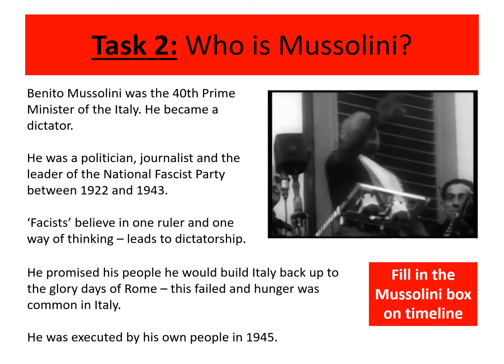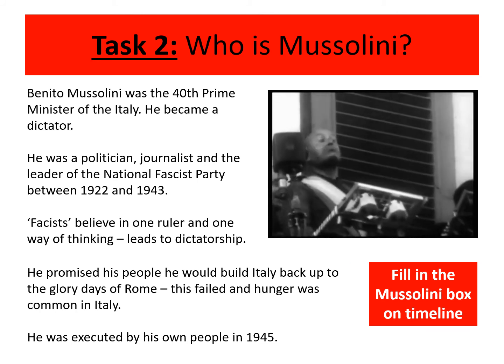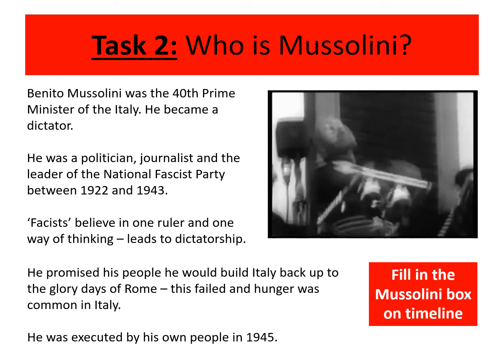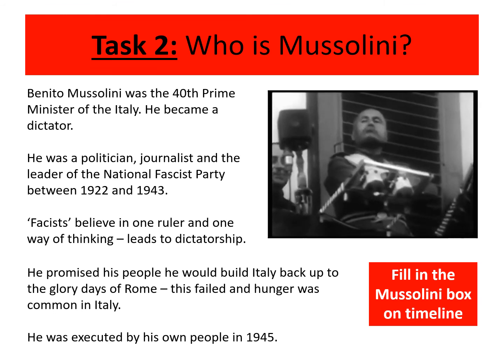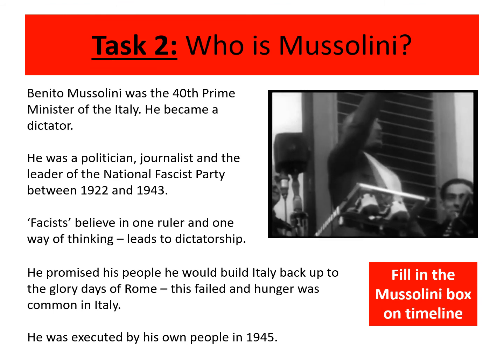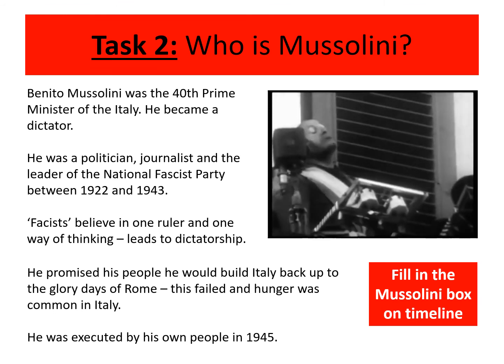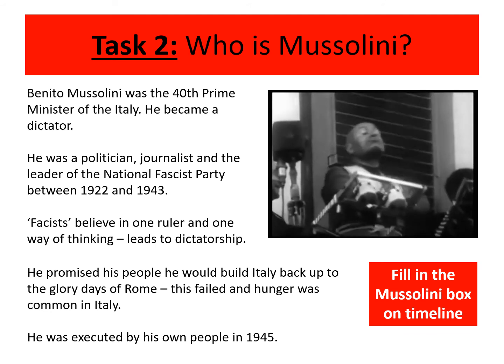Okay, Mussolini, so job. He is the leader of Italy. What does he believe? He believes in fascism. He believes in one ruler, one way of thinking. He believes that he can build Italy back up to the glory days of Rome. Why is he important? Because he's going to be allies with Hitler.